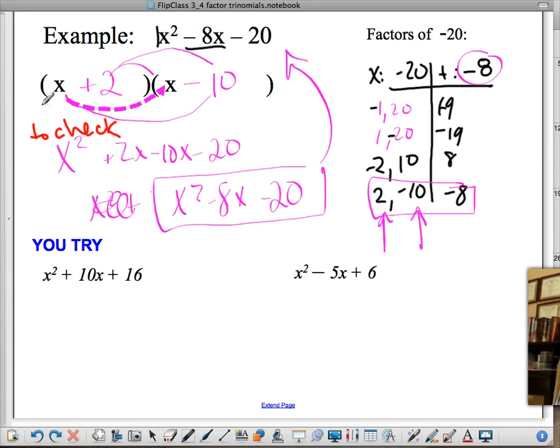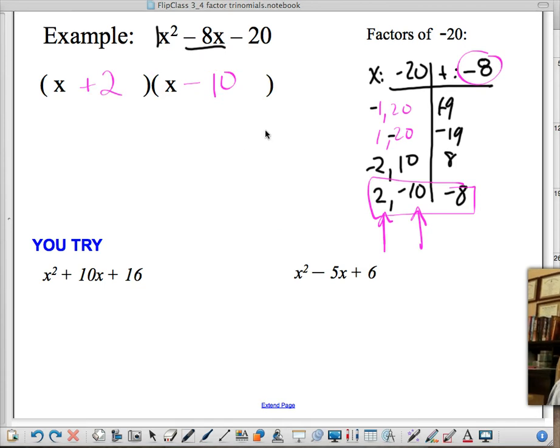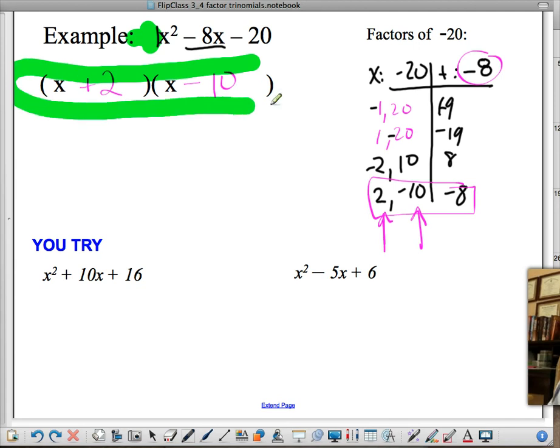All right, what we're looking for is the factored form. This is our answer. So just to clear away some of the clutter, if you're given this, you want this as your answer. All right, because these will multiply to give you that. That makes them factors of x squared minus 8x minus 20.